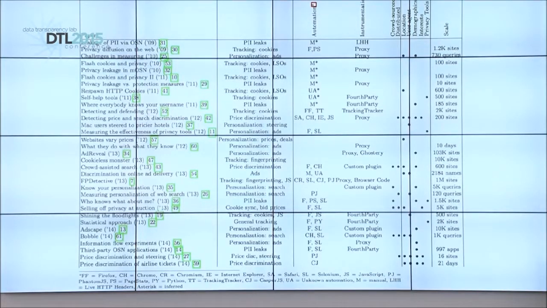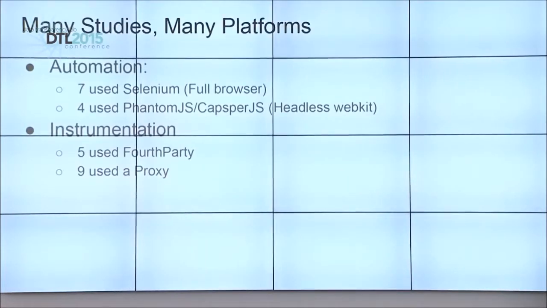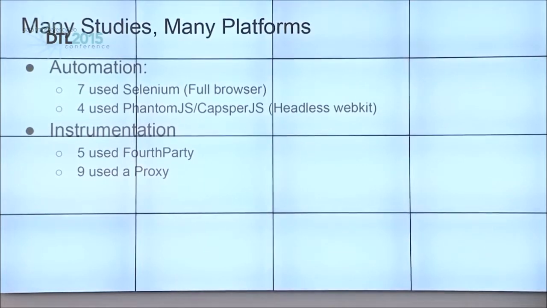So in 2014, we went and looked at 33 different studies. I don't really expect you to see anything here, so I'll highlight a couple of the useful points. There were a bunch of studies on this and a bunch of different platforms. We saw several studies using Selenium, which is a full browser automation tool, lets you drive like Chrome or Firefox and visit sites with it. We also saw a couple using Phantom.js and Casper.js, which is a headless WebKit version.